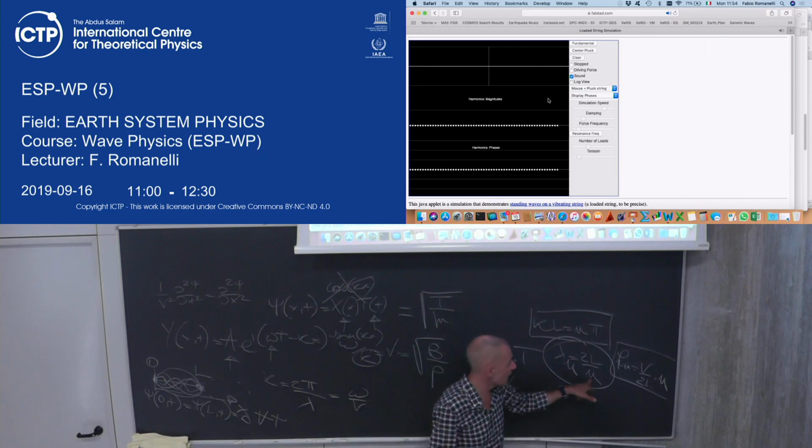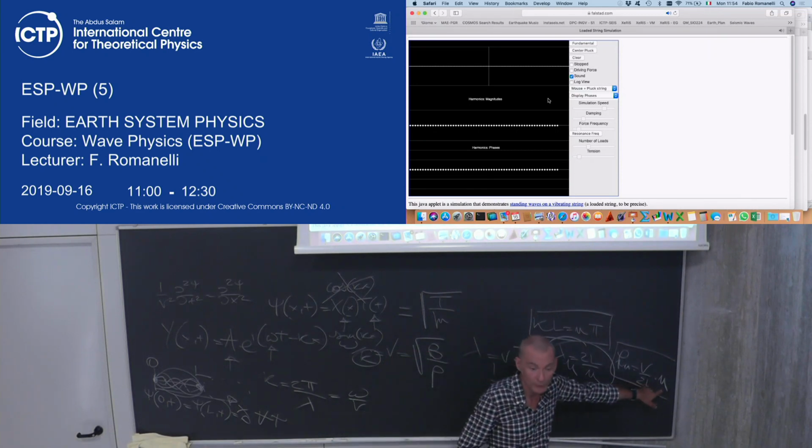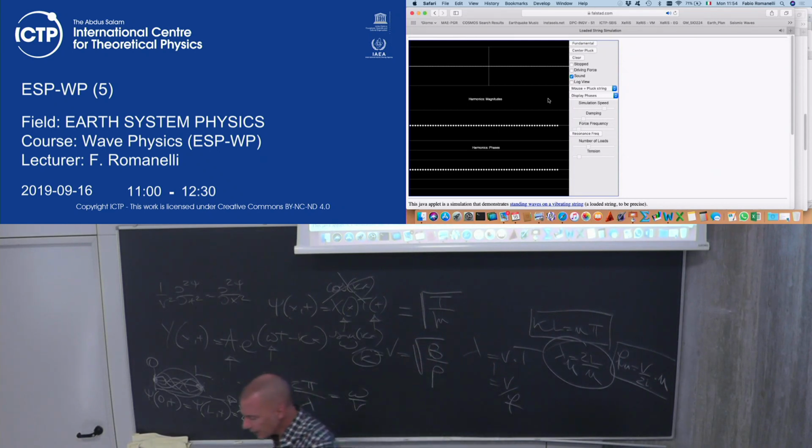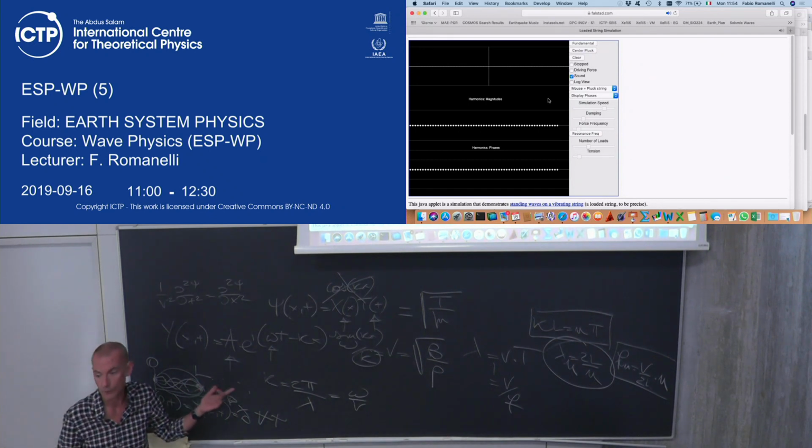By the way, these are called harmonics. Why? Because these are multiples of a fundamental one. In terminology, you can use fundamental mode, first higher mode, second higher mode, or harmonic number 1, 2, 3, 4, 5, 6.